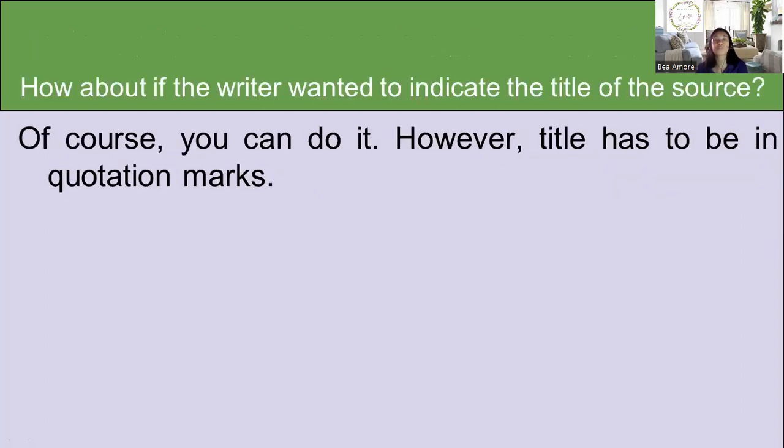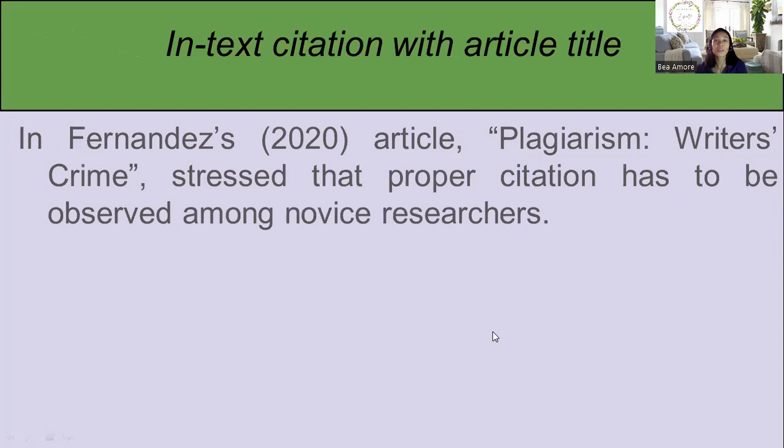How about if the writer wanted to indicate the title of the source? What will you do if you want to indicate the title of the source? Of course, you can do it. However, the title has to be in quotation marks. For example, with an article title: In Fernandez's 2020 article, "Plagiarism," that is the title.